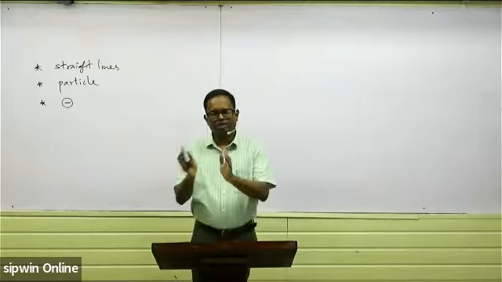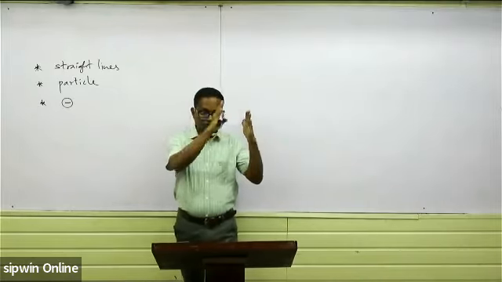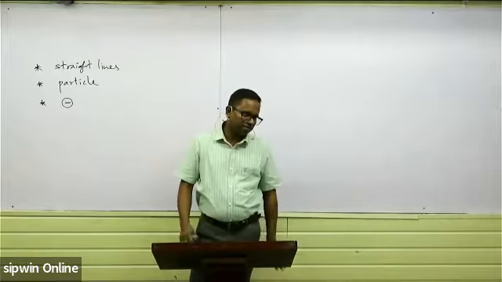Like that, how confirmed? They are moving in straight lines. When an obstacle is placed across the path, a shadow is produced. The shadow has sharp margins and edges.